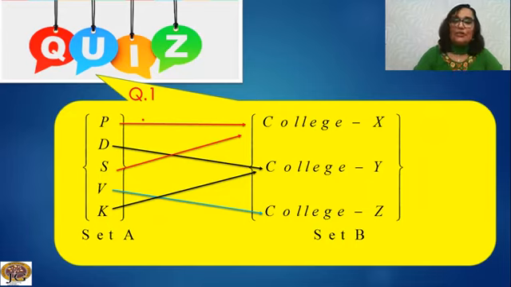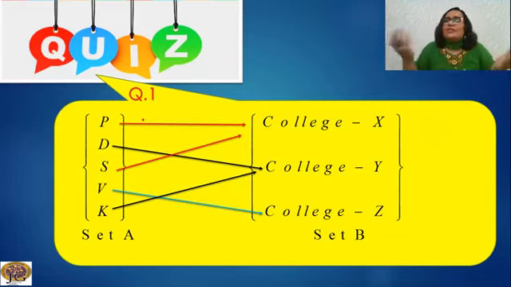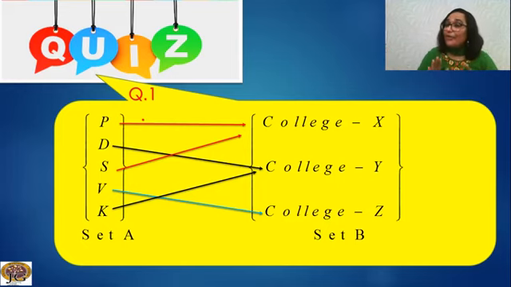ठीक है? Now I can ask you, S कौन सी college में जाता है? X. Correct. So two friends going to the same college is absolutely fine. Am I right or wrong?